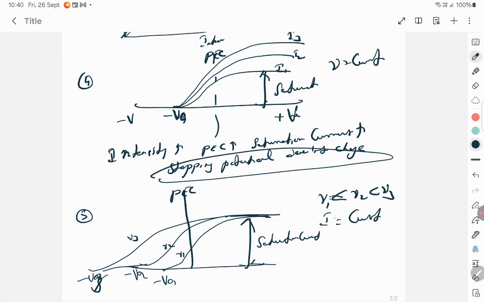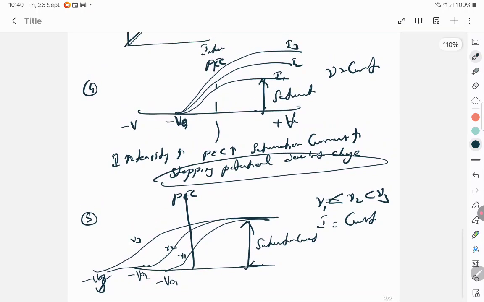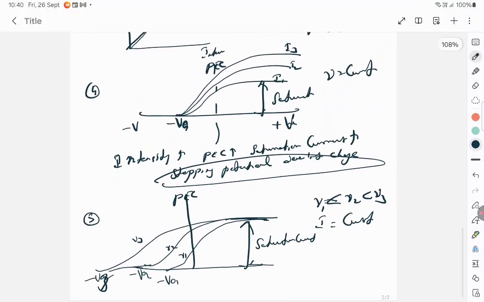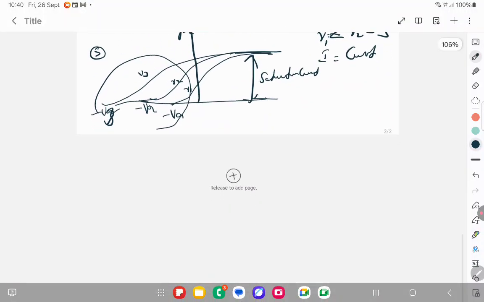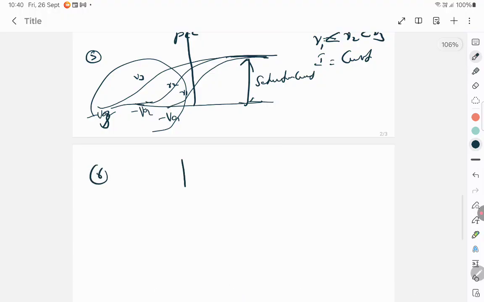So you understand that saturation current is independent of frequency. The photoelectric current itself is independent of frequency. Only the stopping potential is dependent on frequency. This boils down to another graph, between stopping potential and frequency, which has a linear relationship, where this is known as the threshold frequency mu naught.